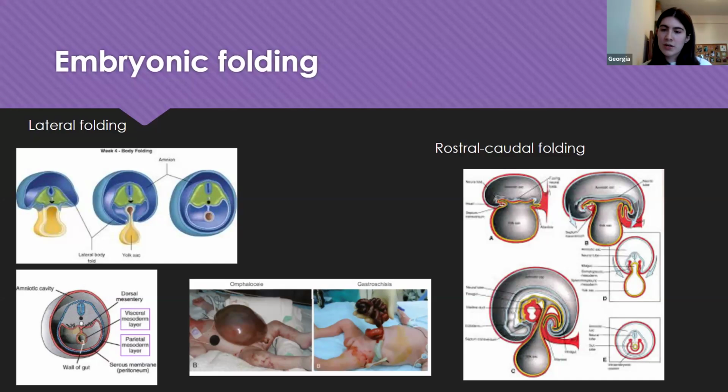So rostral folding brings the more rostral structures, like the cardiogenic region, which develops into the heart, the septum transversum, which develops into the diaphragm, and the primitive pericardial cavity ventrally, so to the front. And caudal folding moves the cloacal membrane, which is the anus and urogenital opening, and the allantois that becomes the bladder ventrally, so to the front as well. So all of this folding and the expansion of the amniotic cavity also leads to the formation of the umbilical cord as well, which can be seen in the bottom diagram on the right.